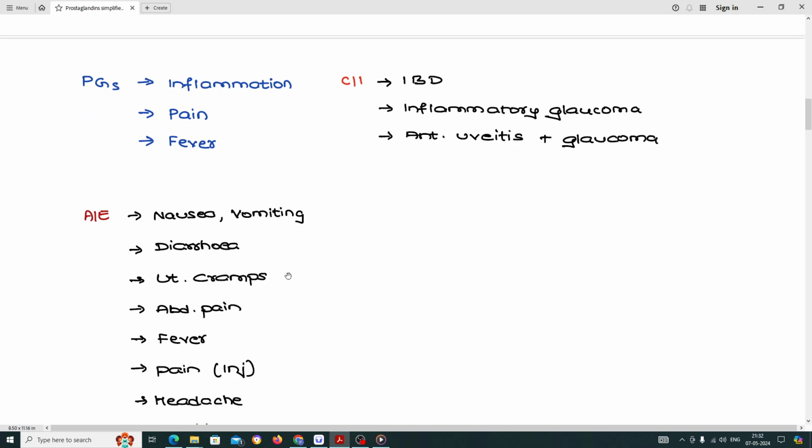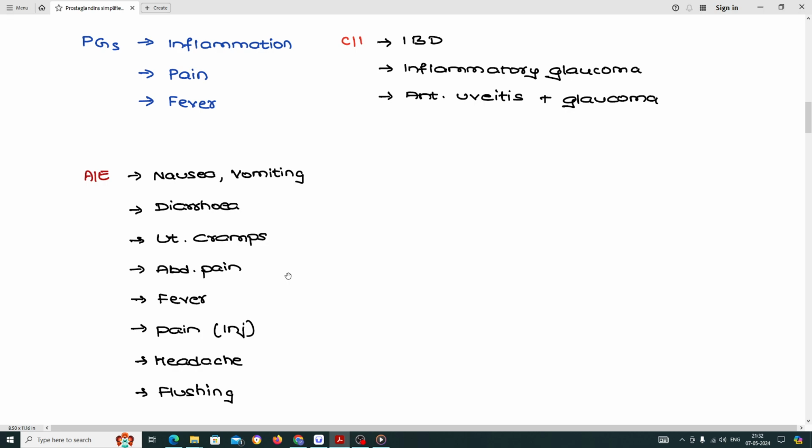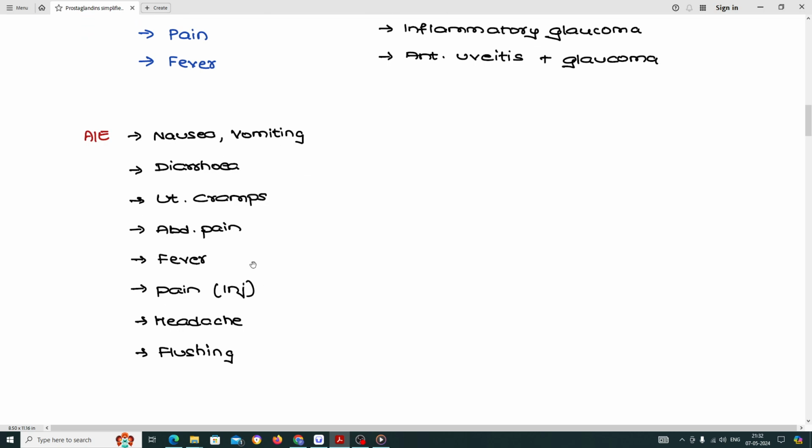So the adverse effect profile of the prostaglandins are very easy to remember. It can cause nausea, vomiting, diarrhea. Since it causes the uterine smooth muscle contraction, it can cause uterine cramps which can lead to abdominal pain, and it can lead to pain during injection. It can lead to fever, headache, and flushing due to vasodilatory property.